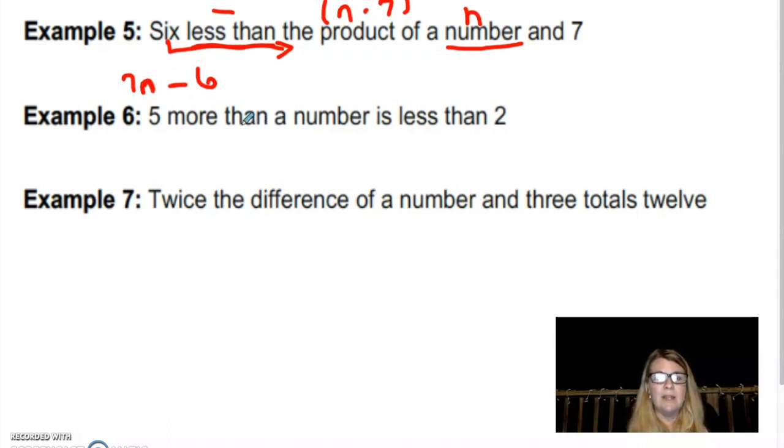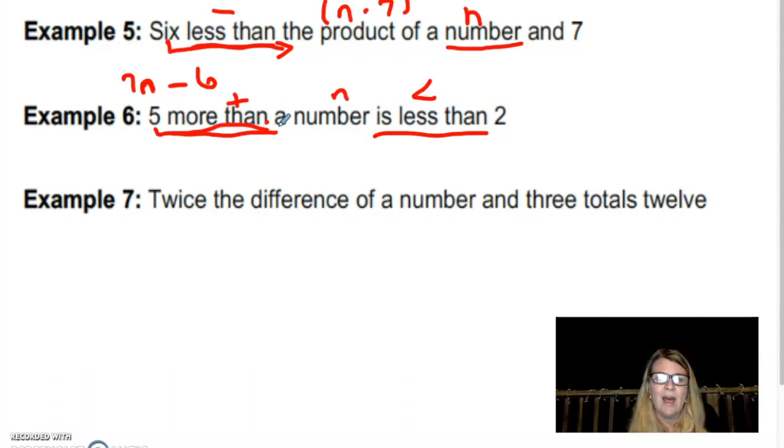Now, let's go to the next phrase. 5 more than a number. More than would mean plus. It doesn't have the word is with it, so it's just plus. 5 more than a number n is, now we have the words is less than, so that means I'm going to have an inequality symbol because it has the whole three-word phrase, is less than 2. So more than, that's a turnaround word.